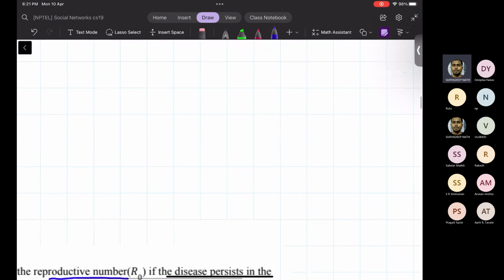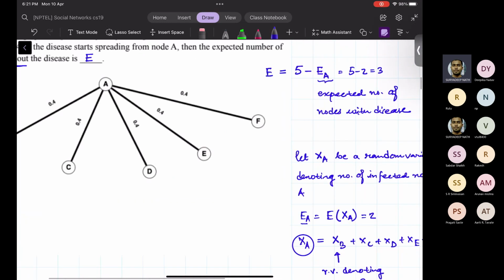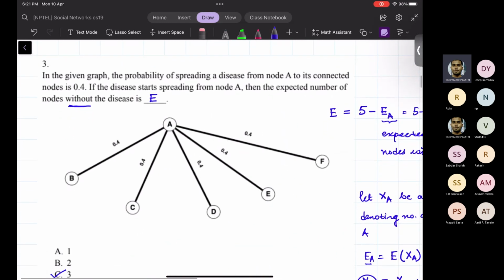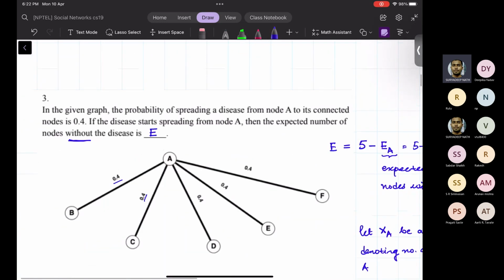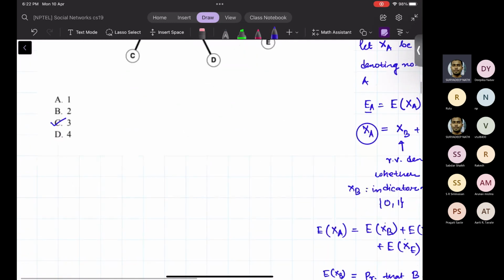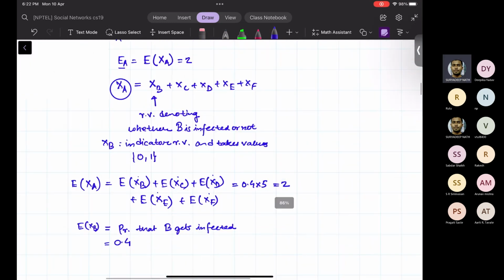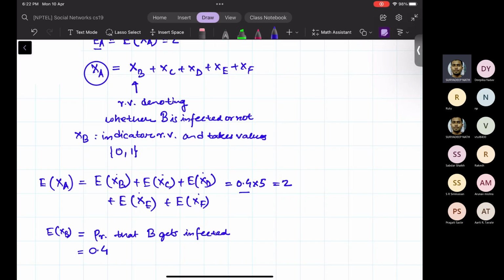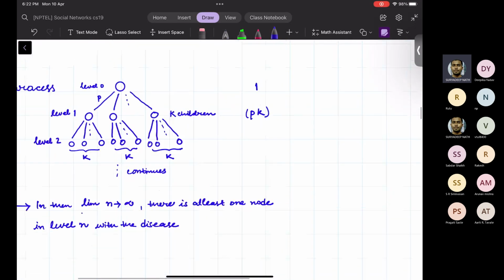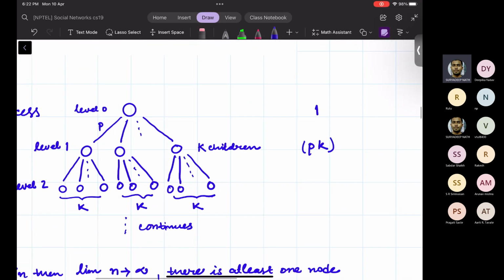This PK term comes the same way as I solved in question number 3. So 0.4 is the P, and K is the number of children. Here there are 5: B, C, D, E, and F. They make 5 children, so K equal to 5. And the expected number, as you can see, we found out was 0.4 into 5. So this is your P and this is your K. That is how we get the expected number of children that would be infected.